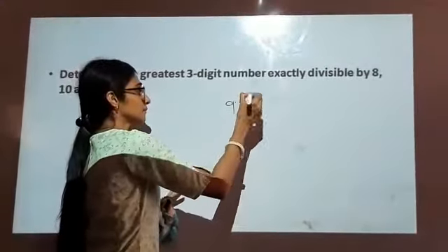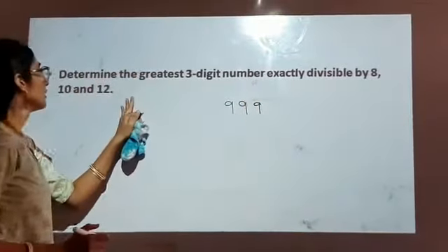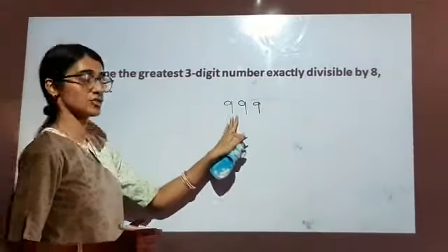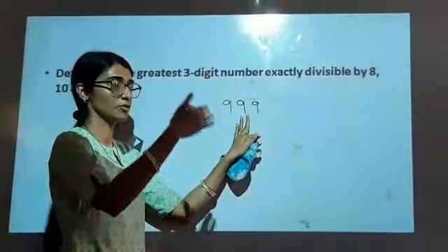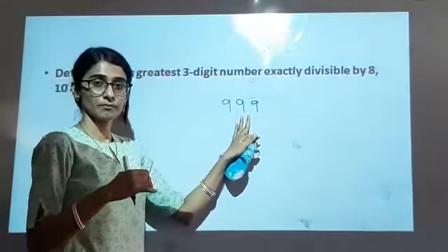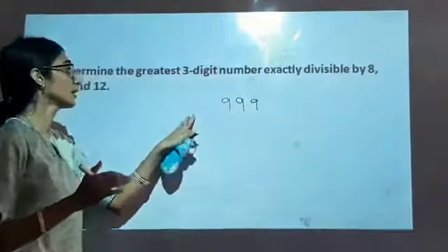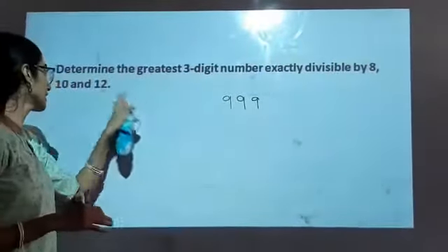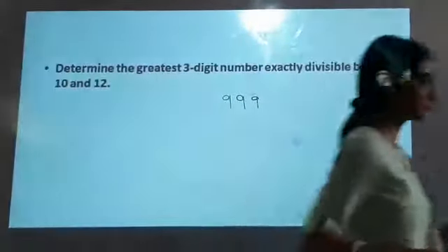Now, what is the greatest 3-digit number? The greatest 3-digit number is this one, because if you add 1 after that, you will get the 4-digit number, that is 1000. So you have to continue. First we have to find the LCM of this. So let's see.